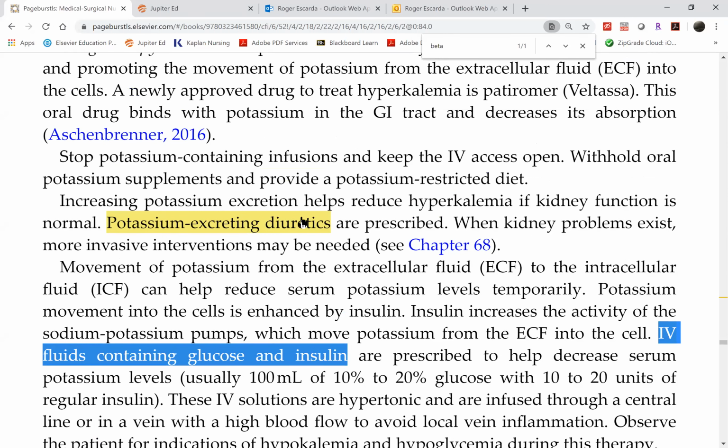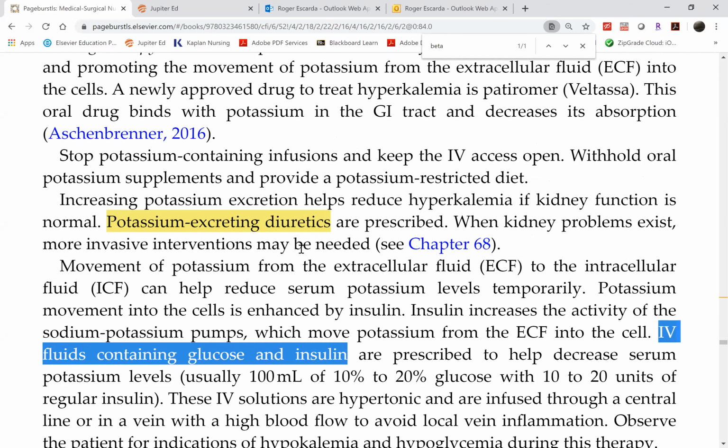Diuretics will also help. This one will work 30 minutes to an hour later. However, what else will you lose though, besides potassium? Sodium? Calcium. It will also cause fluid loss, and to some extent, yes, sodium will also be lost, especially with loop diuretics.